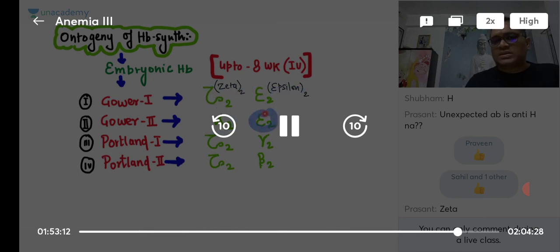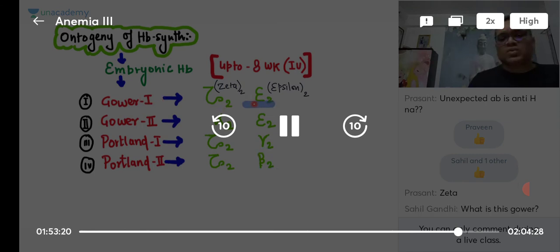This is the symbol, you all know that. Alpha, epsilon, zeta, gamma, zeta, beta. Right? So now I understood the symbol. So Gower 1 is zeta 2 epsilon 2 and Gower 2. These embryonic names are probably based on the name of the person who discovered them. Maybe the person, maybe the university also. You never know that. So Gower 1, Gower 2. These are all embryonic hemoglobin. What I told you: embryonic hemoglobin is of 4 types. First is Gower 1, Gower 2, Portland 1, Portland 2.